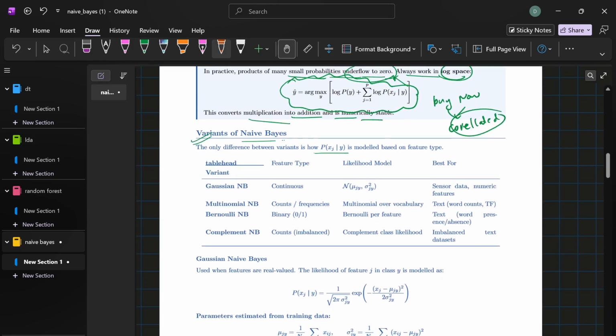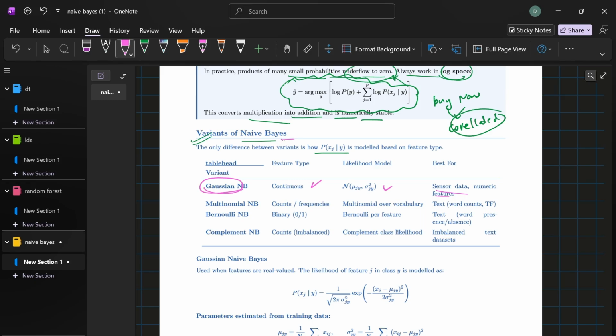Now you have your model. Each p of x j given y depends on what type of features you are working with, and here is where the variants come in. Gaussian naive Bayes is used for continuous real-valued features. You assume each feature follows a normal distribution within the class.